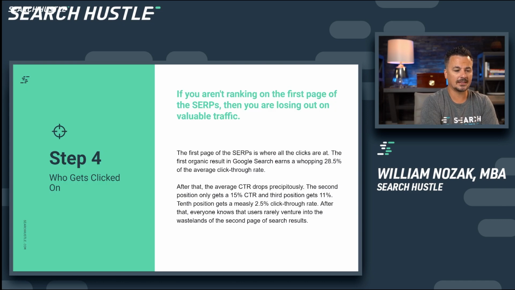So who gets clicked on? The first page of the SERPs is where all the clicks are. Obviously, page 2 is the wastelands. For the first organic result, 28.5%. Now, you're not going to tell Google to be position 1, 2, and 3, but the money is at positions 1, 2, and 3. And certainly it takes time to get there.